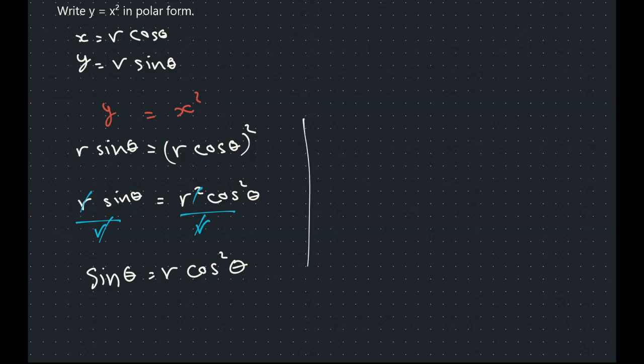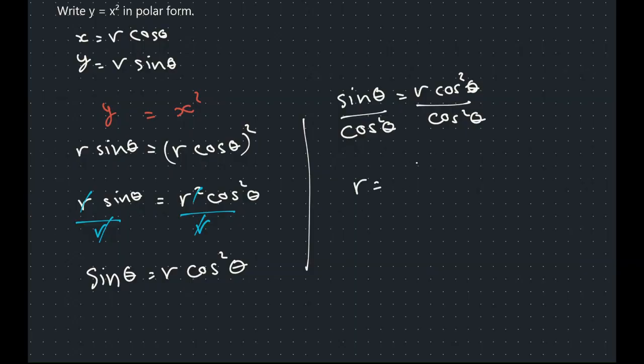And then in this expression here, I want r to be on one side while all other variables are on the other side. So I'll rewrite it here. So sine theta is equal to r cosine squared theta, and I will divide both sides by cosine squared theta. And I will get r is equal to sine theta over cosine squared theta. And this is a final answer, but of course it can be simplified further.